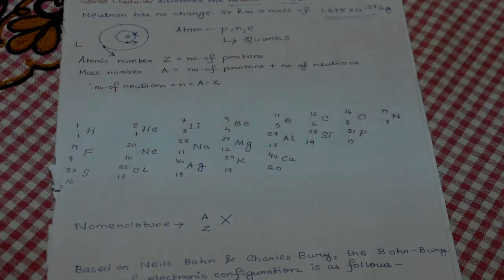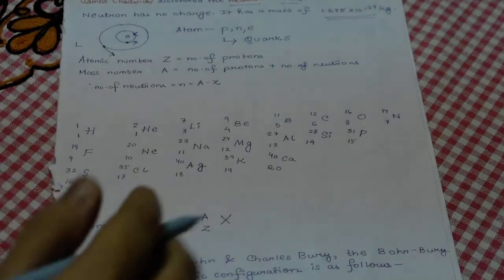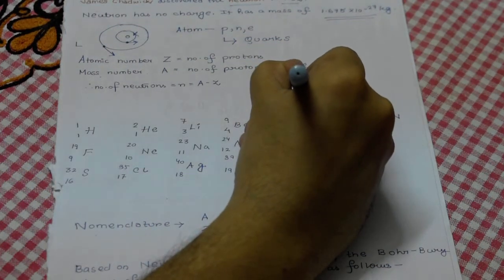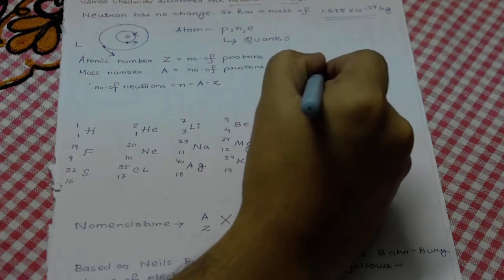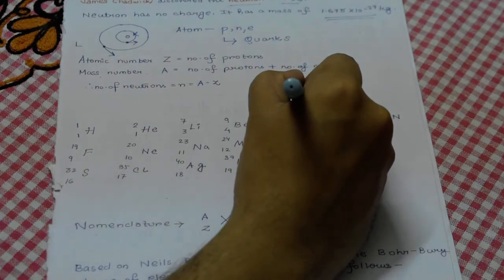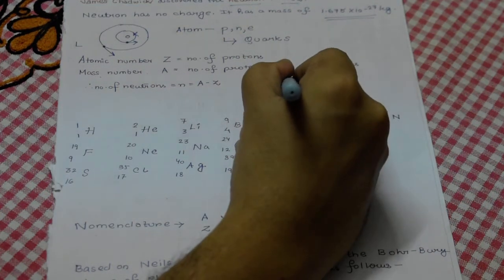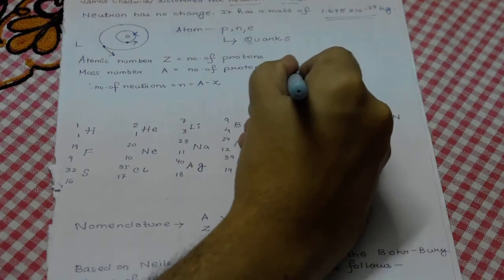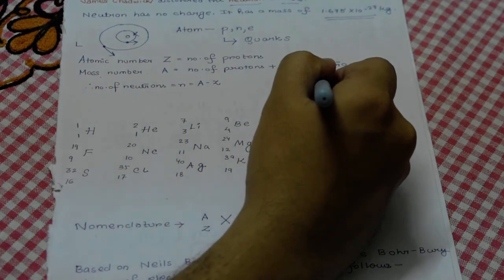Now we have done these basic studies. Now what about the nucleus and the nuclear region? Well, suppose this is the nucleus. What is present inside the nucleus? Neutrons and protons. And what is moving around the nucleus in the shells? Well, those are the electrons.